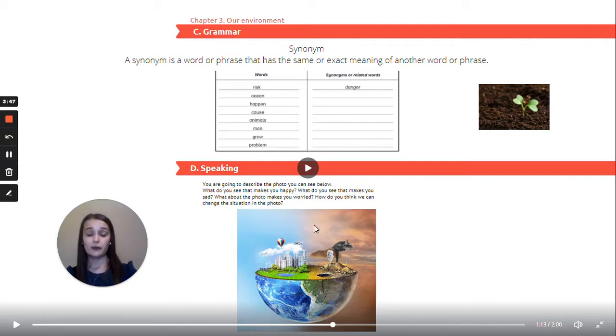So what do I see that makes me happy? I see a hot air balloon, a bright colored hot air balloon, which makes me happy because it makes me think of adventure. I see 2 airplanes in the sky, which makes me happy because it makes me think about traveling, meeting new people, getting to know new cultures, going to new places, again, going on adventures. The blue sky makes me happy.